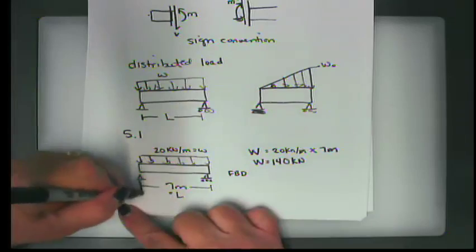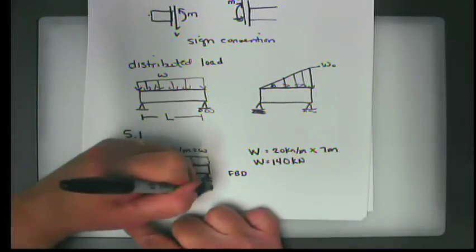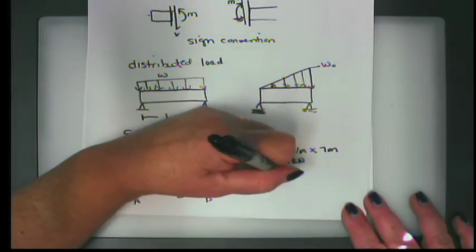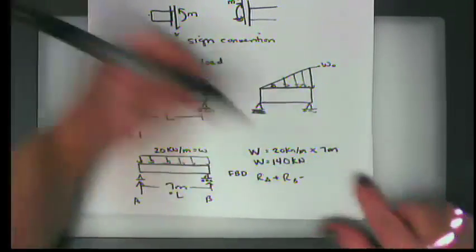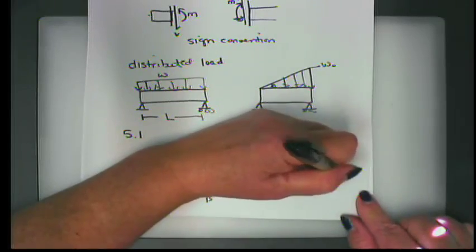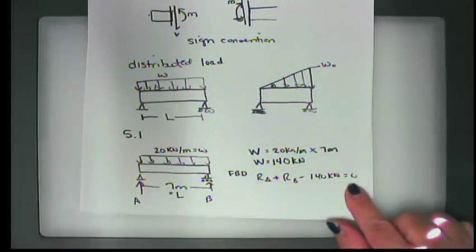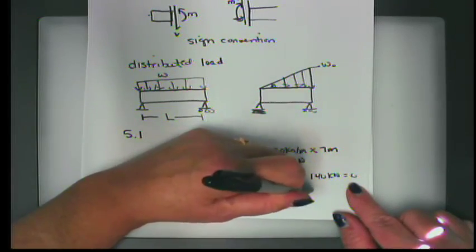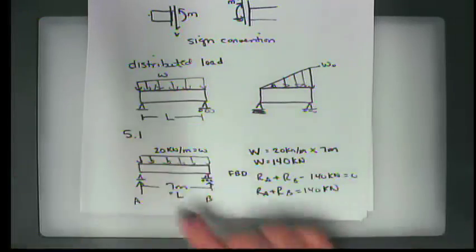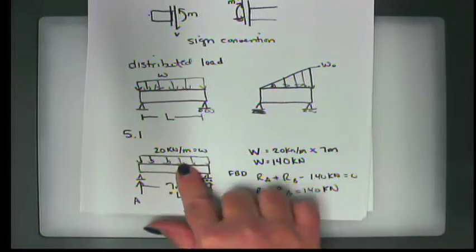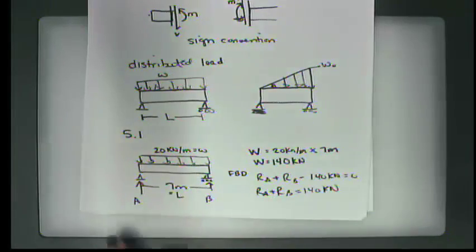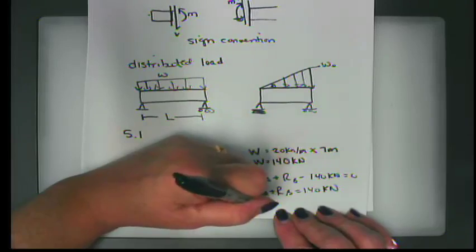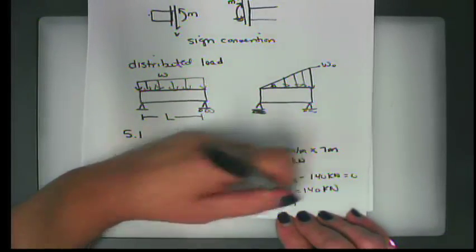Okay, so what that means for our free body diagram is that if we call this A and we call this B, the reaction at A plus the reaction at B minus 140 kilonewtons has to be equal to 0. And that means then that R sub A plus R sub B will equal 140 kilonewtons. Now in this case, you can see that that load is symmetrical. So that means that the reaction at A, due to symmetry, is equal to the reaction at B.